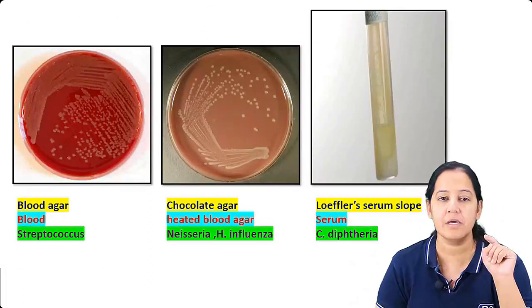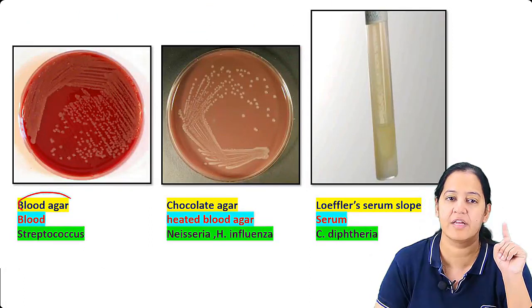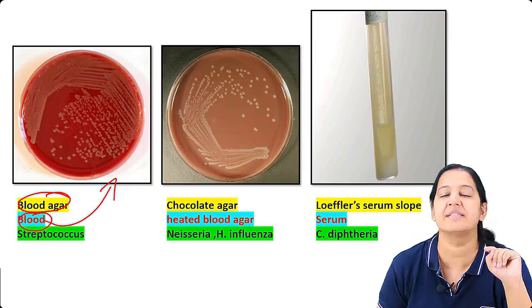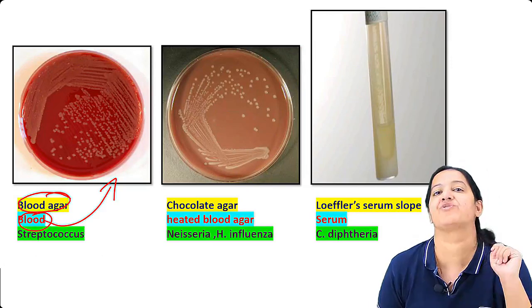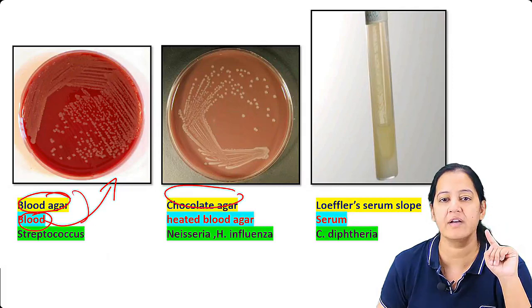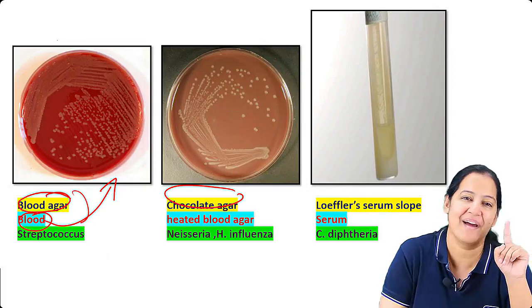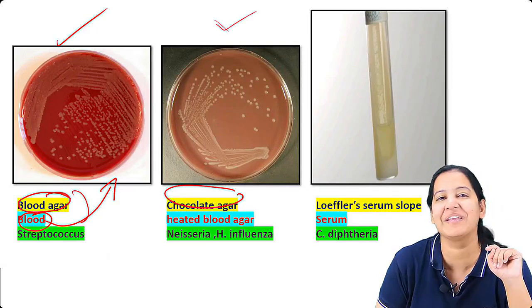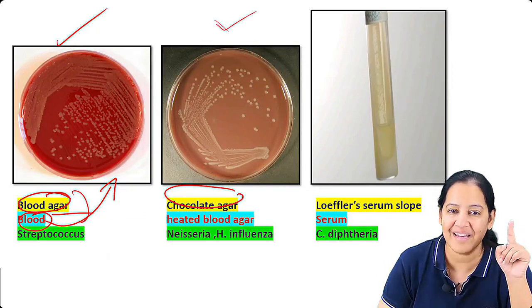So you tell me, what does blood agar contain? You will say, ma'am, blood agar contains blood. So is it an example of enriched media? Say yes. It is an example of enriched media because it contains blood. Does chocolate agar contain chocolate? Blood agar contains blood, we know that. Chocolate agar contain chocolate? No. Chocolate agar doesn't contain chocolate. Chocolate agar contains heated blood.